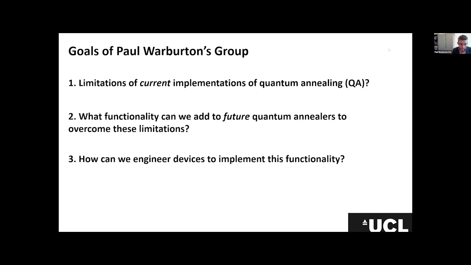We want to think about what functionality we could add to future quantum annealers, which might enable us to overcome these limitations. And then finally, since I'm an experimentalist, the fundamental question is, how do we engineer devices that allow us to implement that functionality, which might allow us to, for example, see a quantum speed up in quantum annealing?